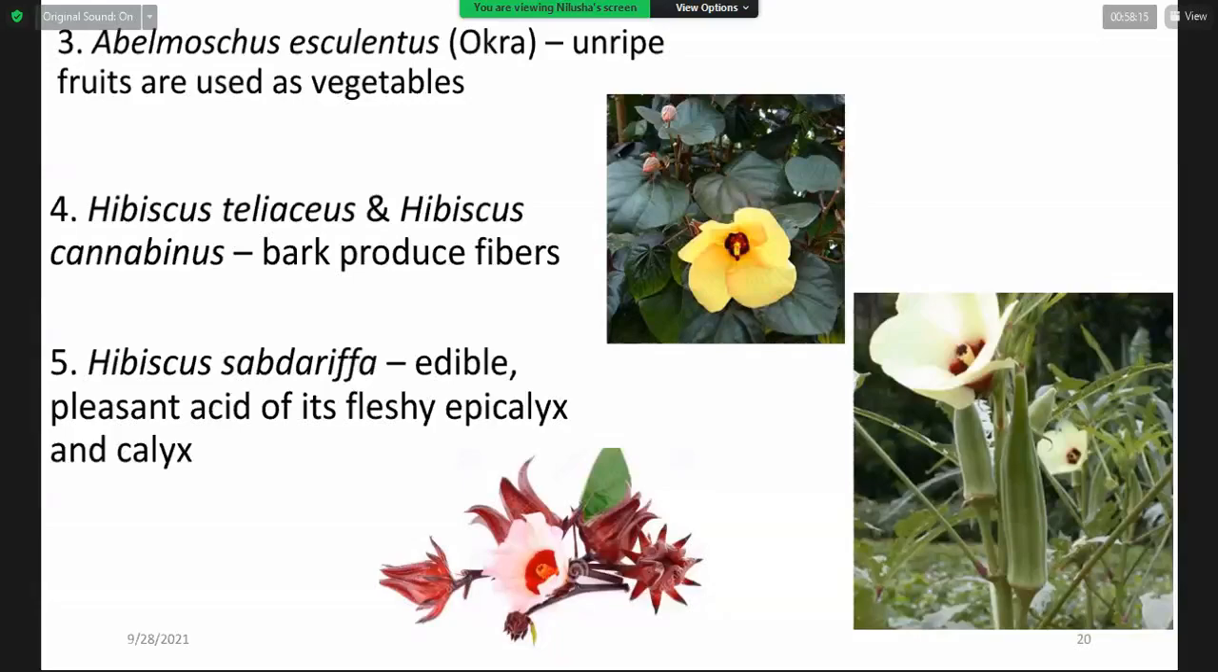Next one is Hibiscus sabdariffa. That one is edible, with a pleasant acid taste from its fleshy epicalyx and calyx. In red color is the Hibiscus sabdariffa.